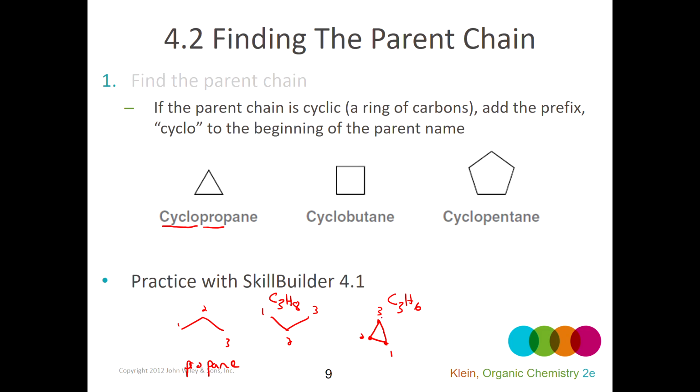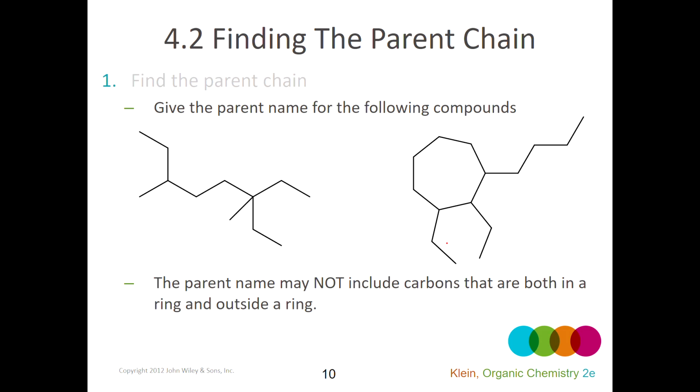But if it's connected in a ring, I add the cyclo prefix. So 3-membered ring, cyclopropane. But is the prefix for 4 carbons, so 4-membered ring, cyclobutane. 5-membered ring, the prefix for 5 is pent, so cyclopentane. Alright, so let's get some practice here with this first step. So we're still only on the first step of the process. We're finding the parent chain.